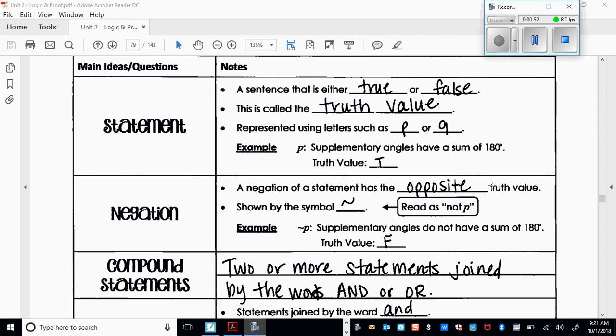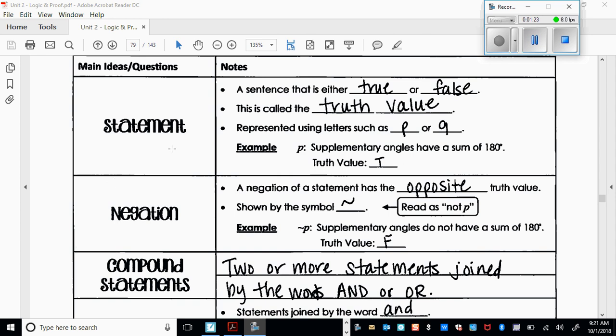When we're doing the conditional statement, in last class, you guys remember we represented it using letters such as P and Q. If there's a third one, there will be an R. So an example would be if P is: supplementary angles have the sum of 180 degrees. By definition, supplementary angles always have 180 degrees. So you can say, oh, this is a true statement. So the true value of this statement will be true.